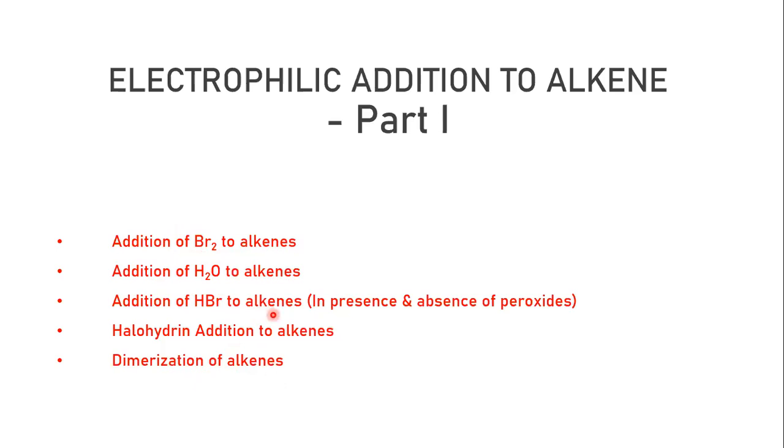In addition of HBr to alkenes, you have to remember two things: Markovnikov's rule and anti-Markovnikov's rule. Normally, in the absence of peroxide, Markovnikov rule will take place. But when peroxides are present with HBr, then anti-Markovnikov's reaction is going to take place. Halohydrin formation we also saw. And the last is your dimerization of alkenes, where two or more alkenes can go on adding to each other. So this was your electrophilic addition of alkenes, 5 reactions we saw today.